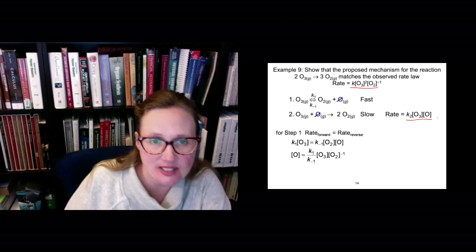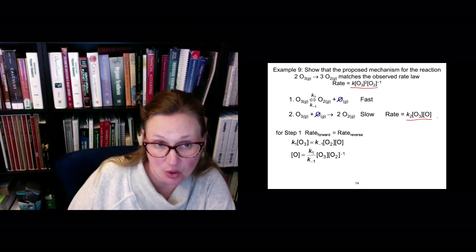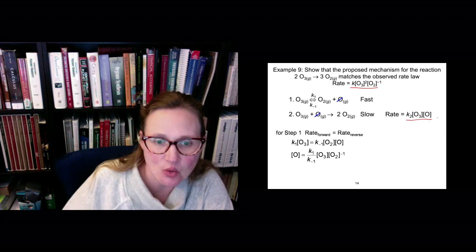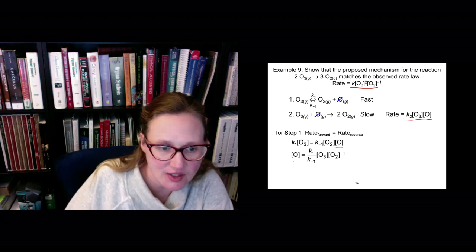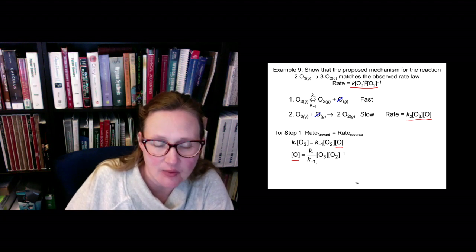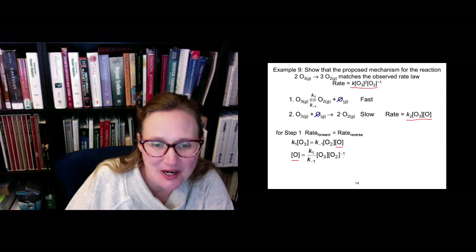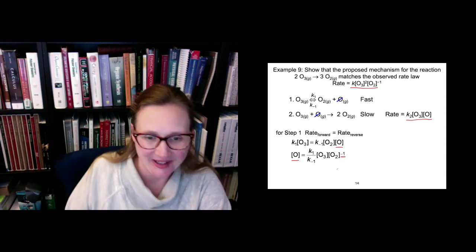So again, let's start with step 1. We know that the rate forward is equal to the rate reverse. The forward rate is K1 times O3, and the reverse rate is K reverse times O2 times O. Here we have our intermediate, so we're going to solve for it. We have K1 over K reverse times O3 times O2 to the minus 1. We haven't seen that before, have we? A -1.